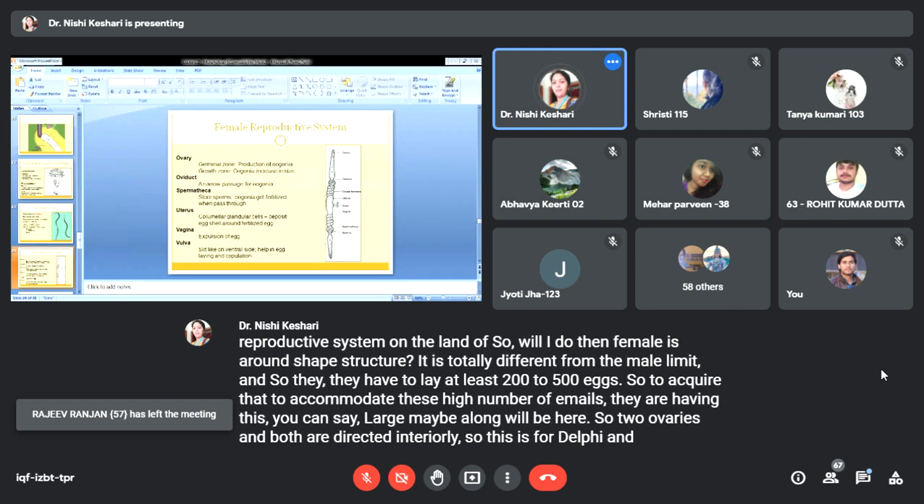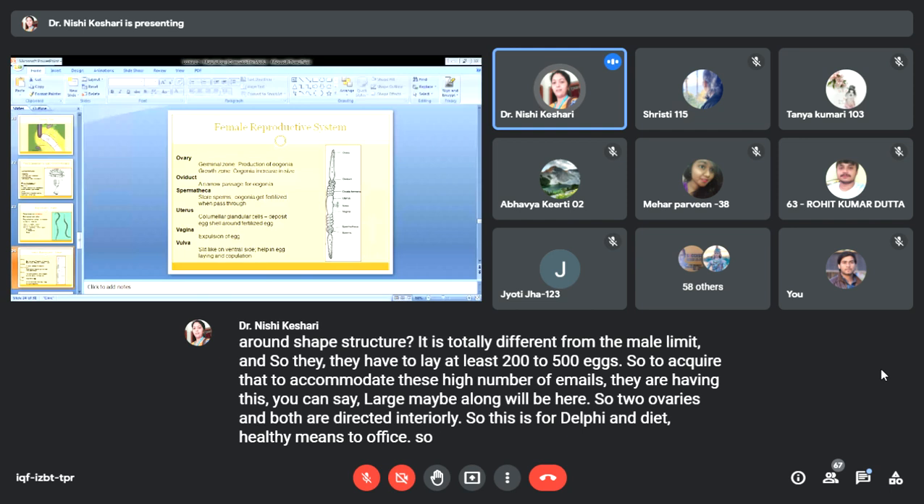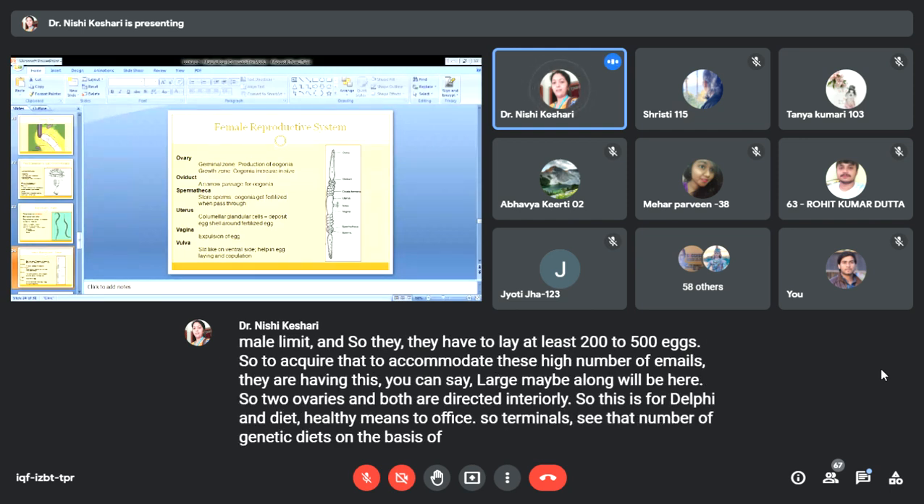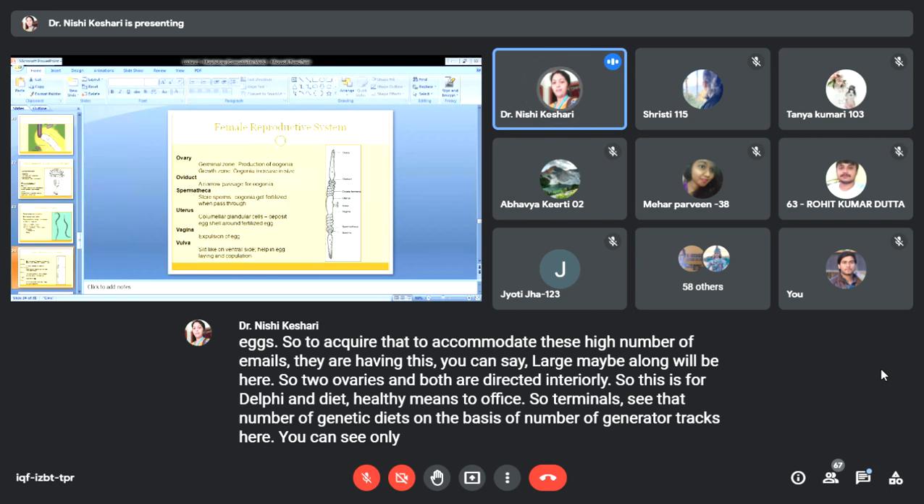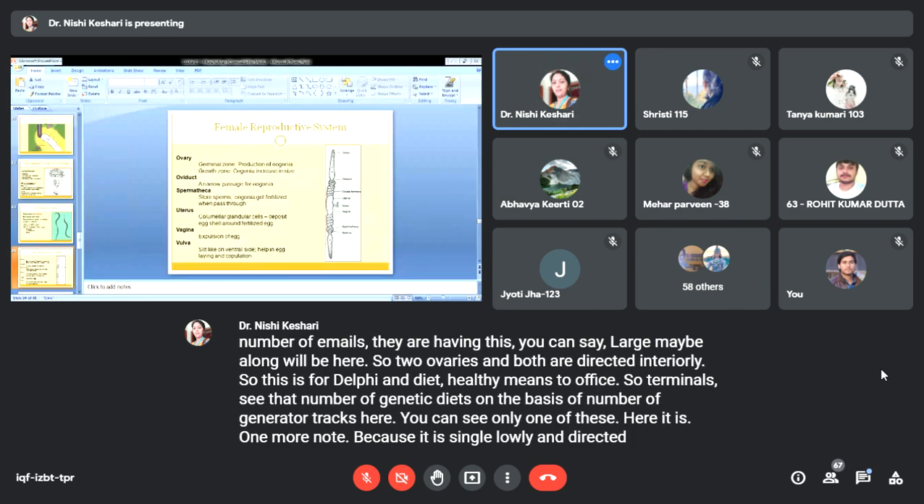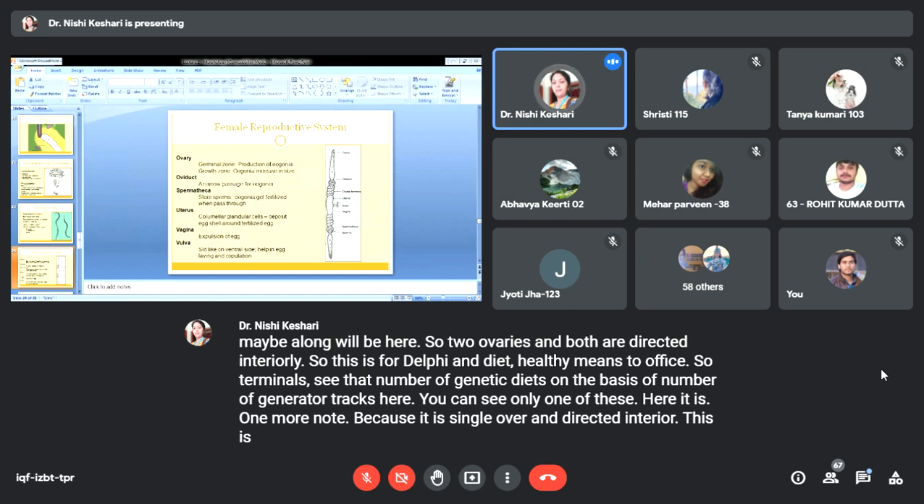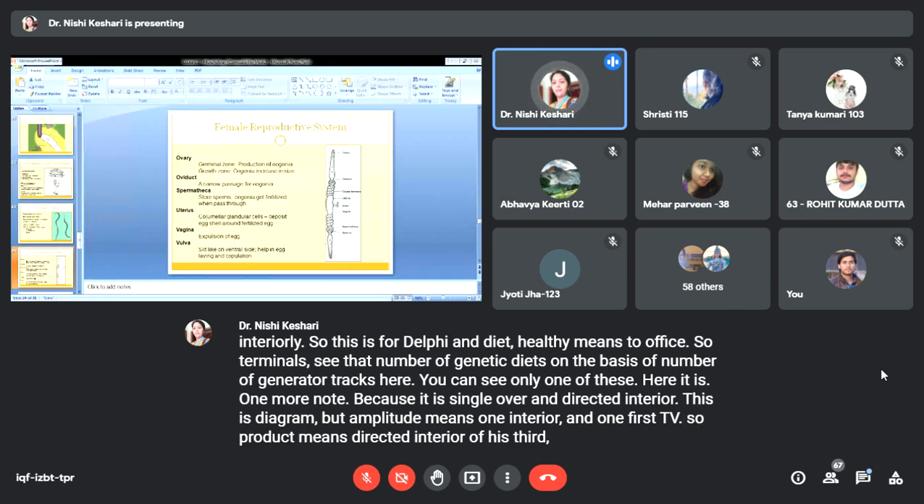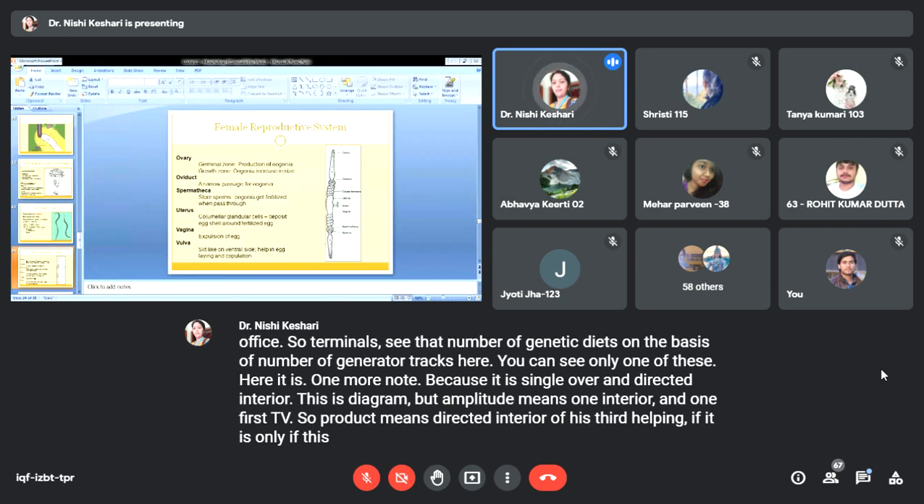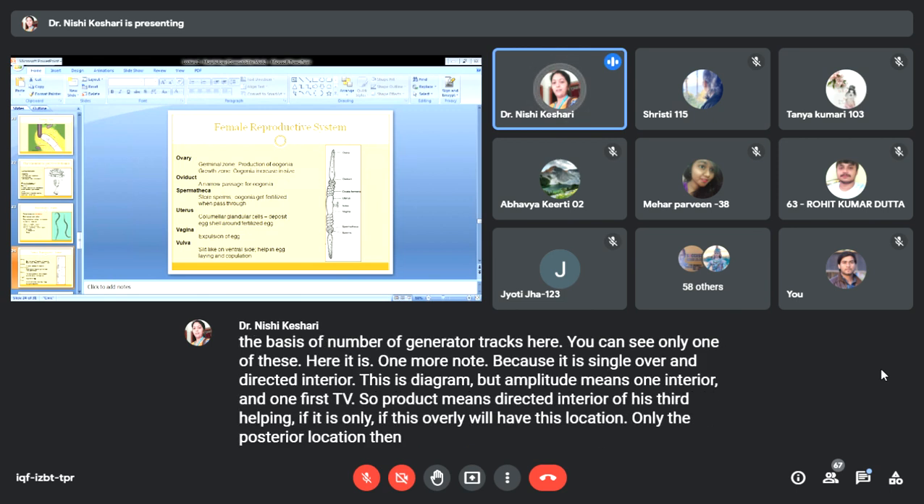Didelphic means two ovaries. These terminologies are based on the number of genital tracts. Here you can see only one ovary, and here is the vagina, vulva. So it is called monodelphic, prodelphic, because it is a single ovary directed anteriorly. This is didelphic, but amphidelphic means one anterior and one posterior. Prodelphic means directed anteriorly. If the ovary has only the posterior location, then it is called opisthodelphic. And amphidelphic means one anterior and one posterior.